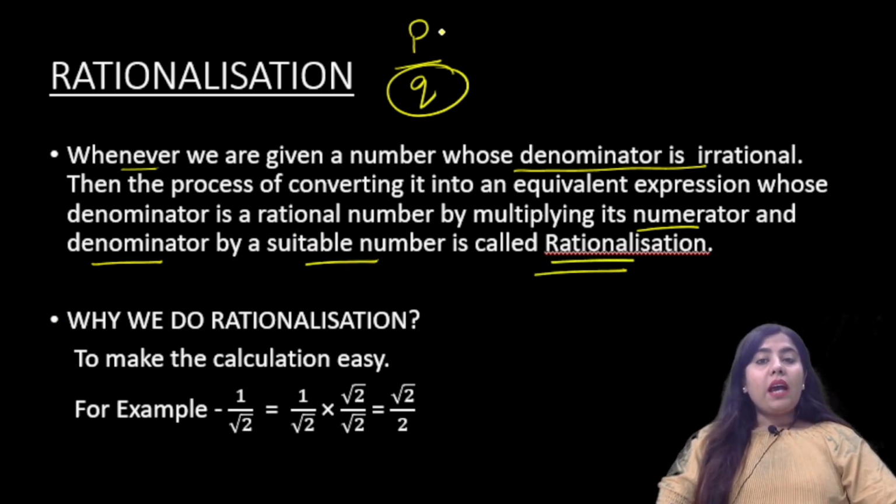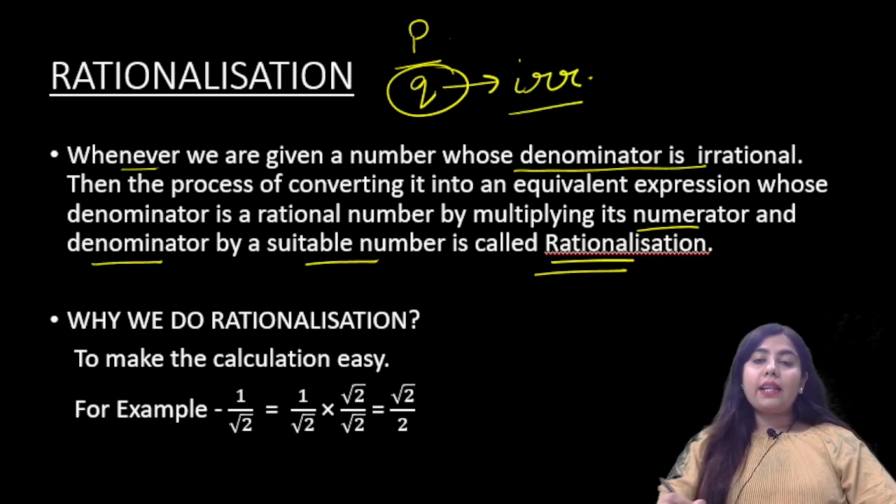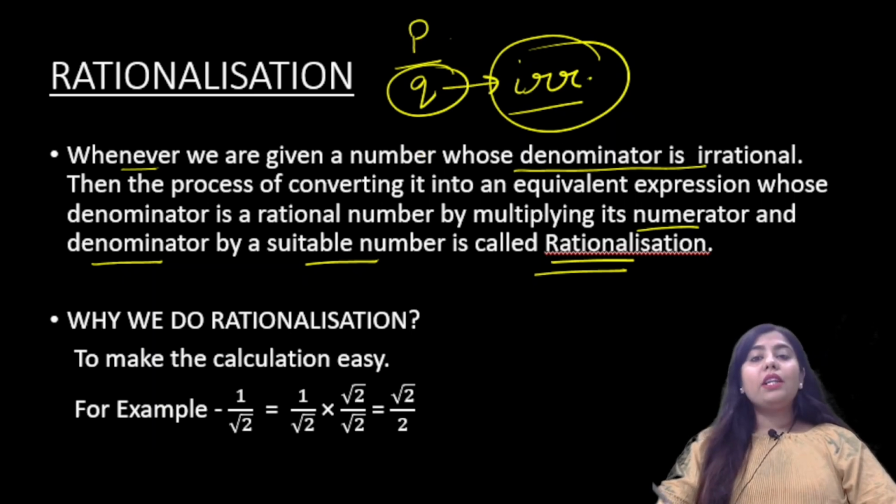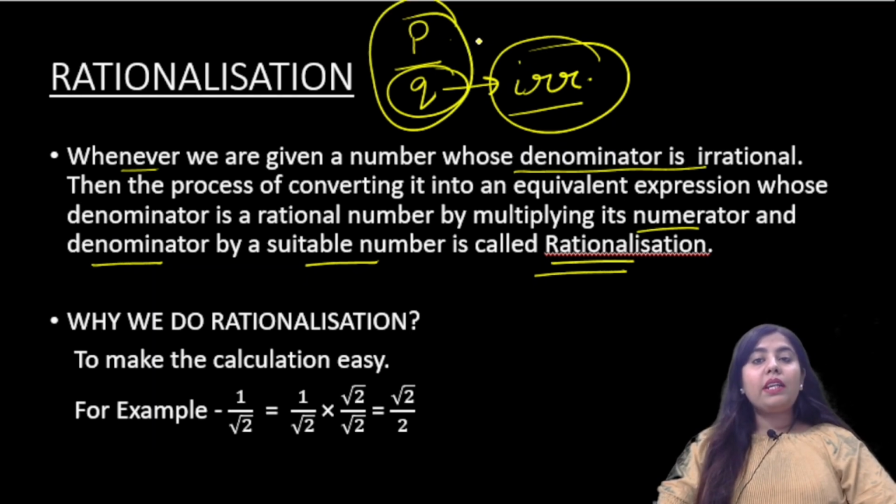Means we are given a number of the form p by q in which p is the numerator and q is the denominator, and the denominator q is irrational. So whenever we are given that type of number, we have to convert this irrational q into a rational number. For that, we have to convert p by q into an equivalent expression whose denominator is a rational number.